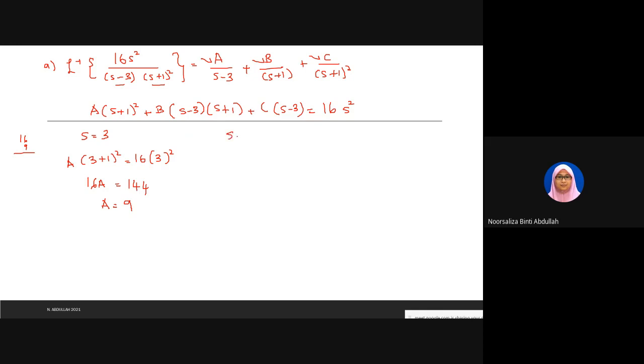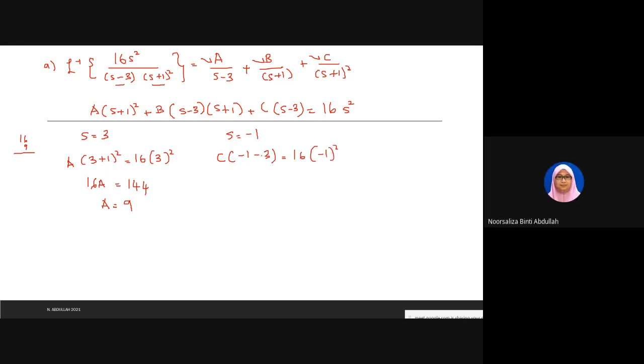Okay, so A equals 9, and then let's say S equals minus 1. If S equals minus 1, then A equals 0, B also equals 0, and you can get C. Okay, so your C will be C minus 1 minus 3 equals 16 times minus 1 squared.